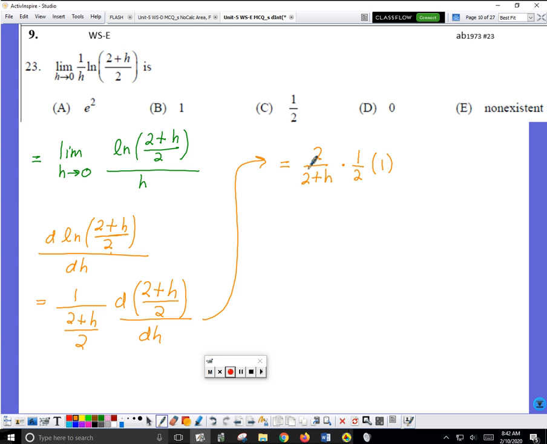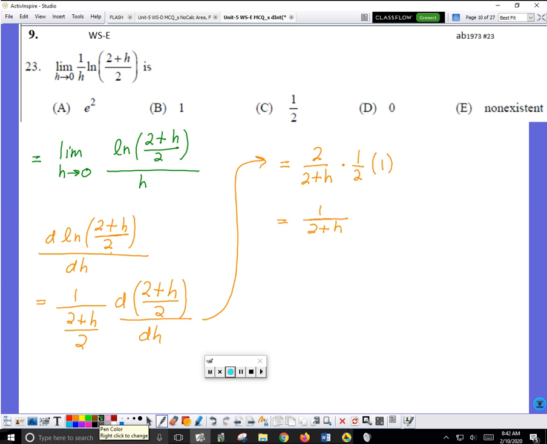I have a fraction times a fraction. These 2's divide out. So I'm done. I just have 1 all over 2 plus h. That's the derivative of my numerator. Question? Cool.